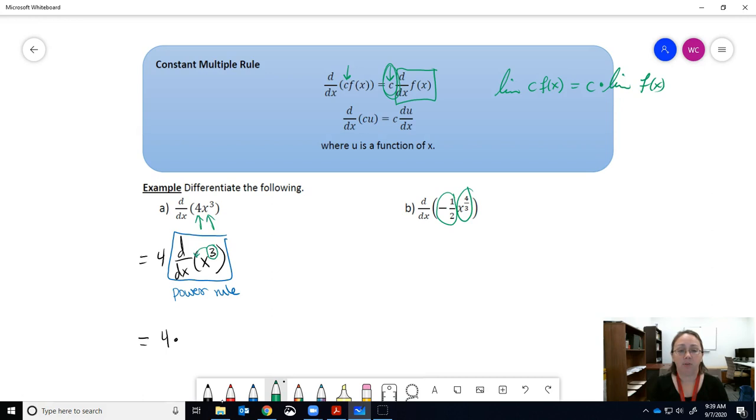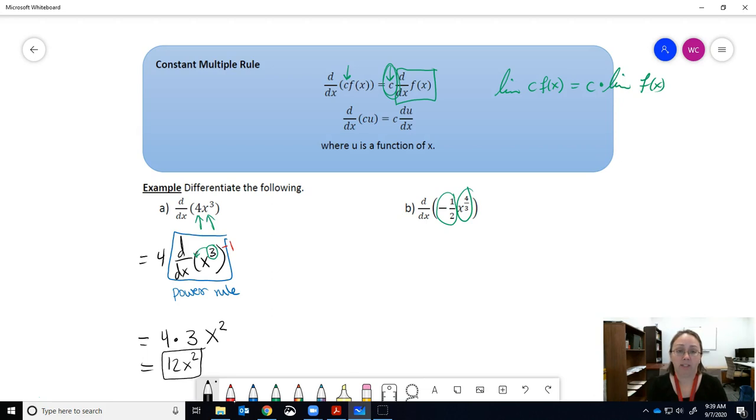Power comes down and goes in front. So that would be our 3. X to our new power. What do we do for our new power? We subtract 1. And there's your new power. 3 minus 1 is 2. Make sure you simplify to finish it out. So multiply by your constant. 4 times 3 is 12, x squared. And there's your derivative.